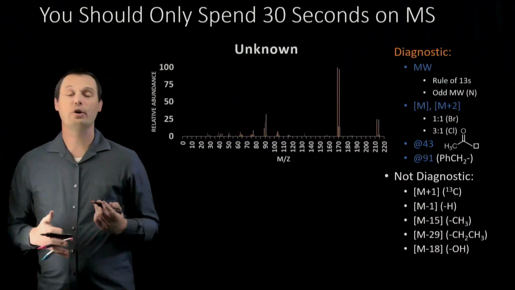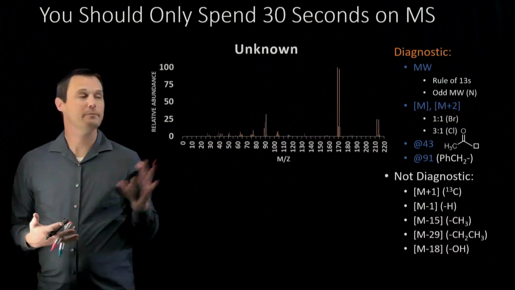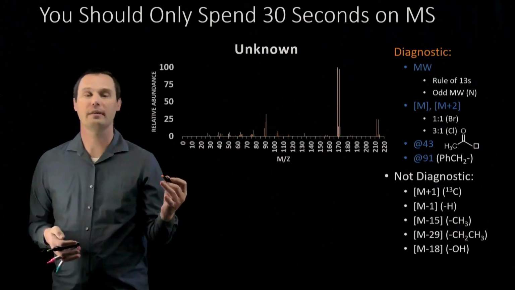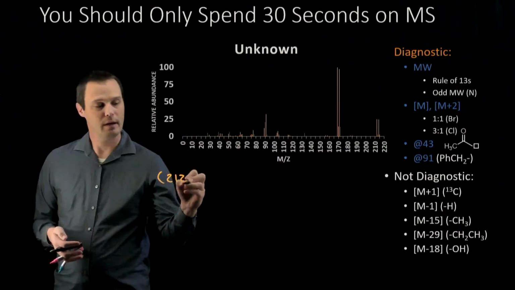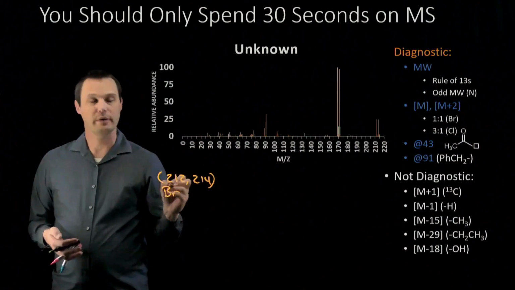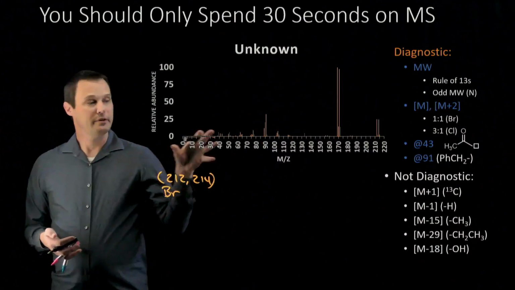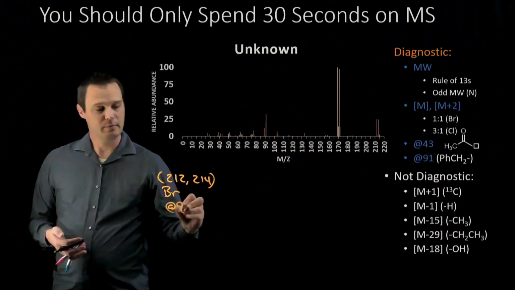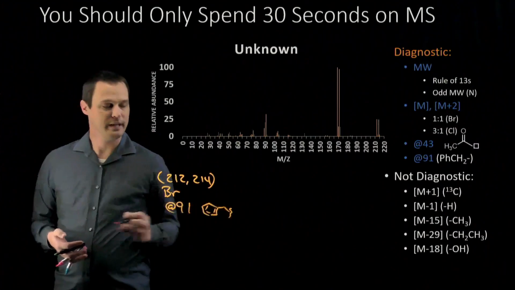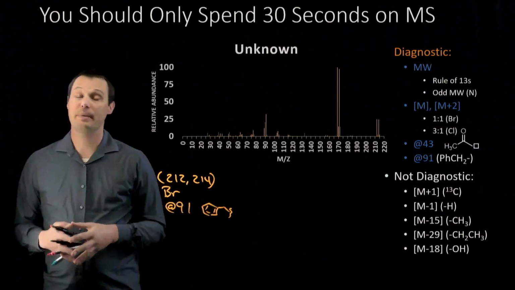So an approach with the new unknown mass spec, I'm not going to spend too much time on there. First thing I would do is note the M plus peak so I can come back to it later. In this one, I note that the M plus peak is at 212 and 214. The 1-to-1 ratio says that there's going to be a bromine in the molecule. And I look through the fragmentations, I see the 91 stick out to me. So there's going to be a benzene ring with a CH2 group attached to the molecule. This is what I get from the mass spec, and I'm going to move on.